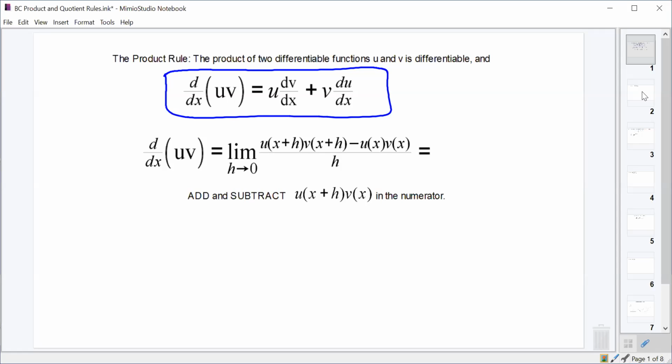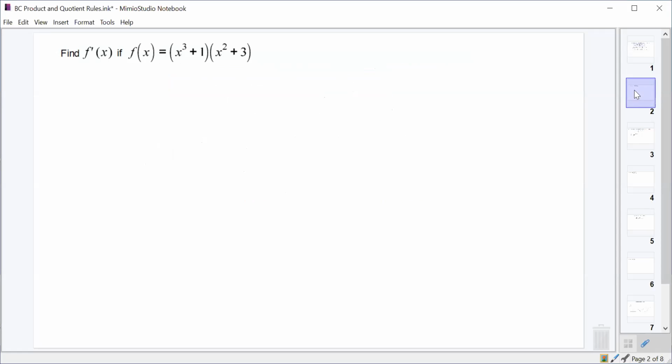If you want to remember how to prove it, just go online and find a video of it. It should be pretty easy to find. If I can find one that proves it on College Board, I'll assign that to make you watch it. But all right, so obviously we could take this one and distribute it all out and then take the derivative, but we could also use the product rule. So just for practice sake, let's use the product rule.